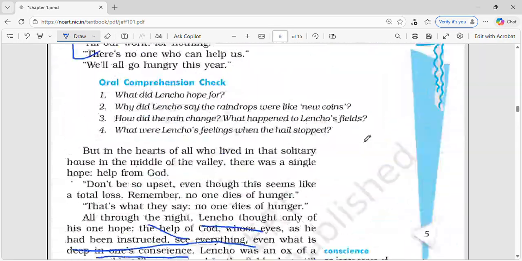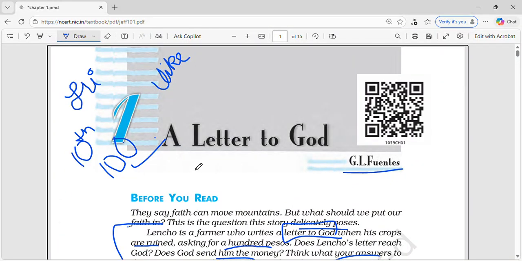Okay, so this is the story. This is a very funny story, I would say. This was a good story.